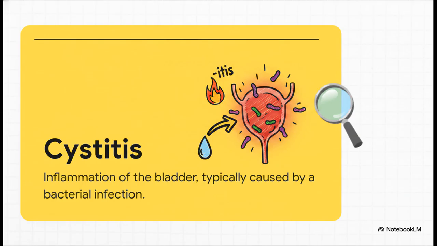It usually starts right here with cystitis. Remember that ending, itis, just means inflammation of. So cystitis is an inflammation of the bladder. Just think of it as an infection that's stuck in the body's storage tank. This is your classic, run-of-the-mill, uncomplicated UTI.